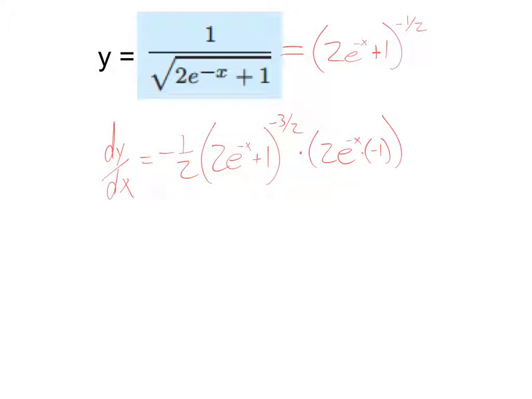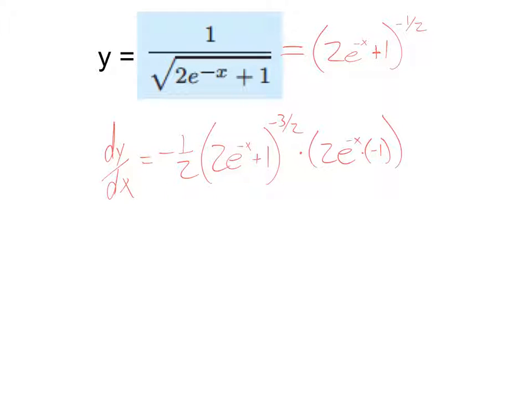Wait, but do we leave 2e to the negative x even though it's not the... Well, we will. We will. I just wanted to lay it out like this, because what she just did is exactly what we need to do. Alright? This is like inception calculus. We're doing the chain rule inside the chain rule.